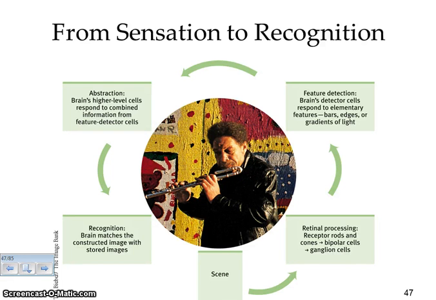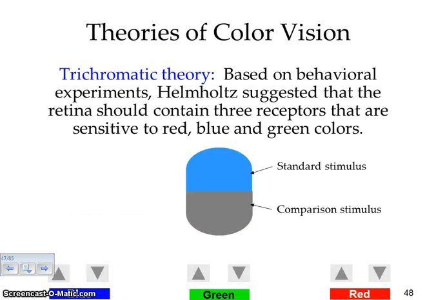So from sensation to recognition, we're on part 2 of the chapter 5 sensation book by David Myers. What happens is feature detection. The brain's detector cells respond to some sort of elementary feature: bars, edges, or gradients of light. Abstraction: the brain's higher level cells respond to combined information from feature detector cells. Recognition: the brain matches the constructed image with stored images seen. This is what goes on for our brain, okay?